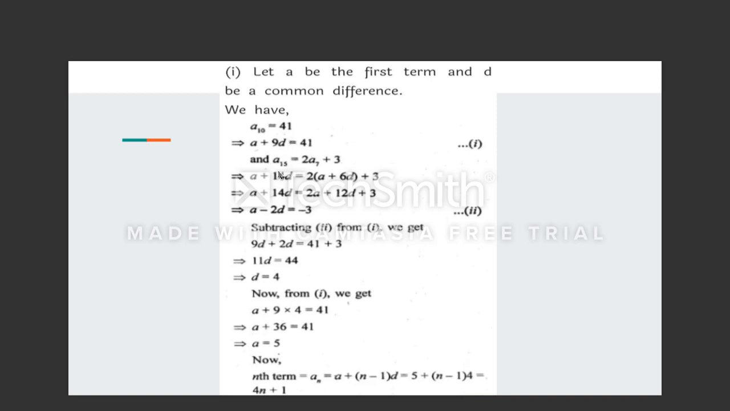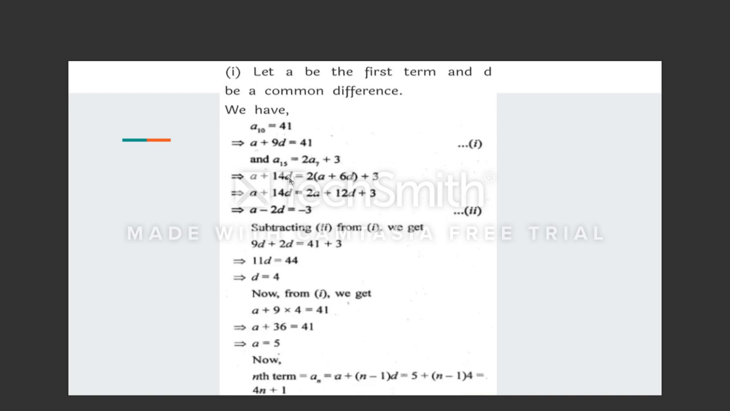Now further the question says, the 15th term. What is the 15th term? A15. The 15th term of AP is 3 more than twice the 7th term. 3 more means plus 3. Then twice the 7th term, so 2A7. This part is clear? Now A15, as I discussed just now, will be A plus 15 minus 1, 14, so A plus 14D.